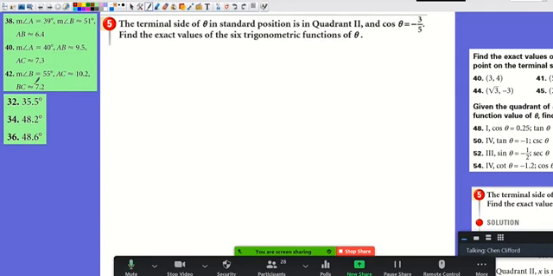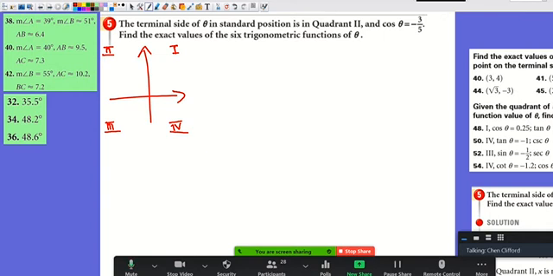So if you remember quadrant 2, okay, well, let me just show you all the quadrants. Quadrant 1 is here, quadrant 2 is here, and remember they use Roman numerals to denote these, and quadrant 4 is there. Okay, so cosine is -3/5.